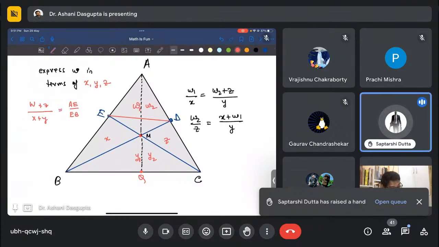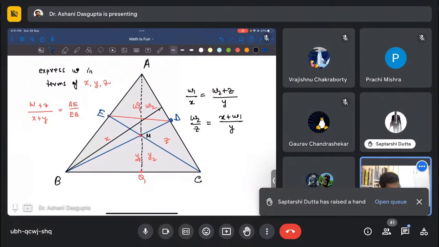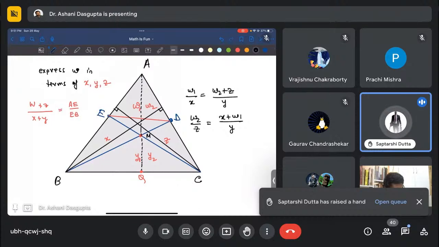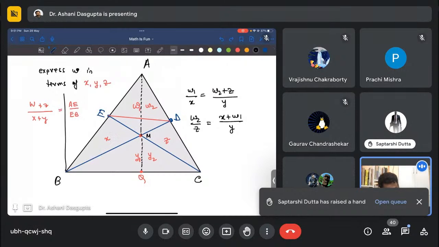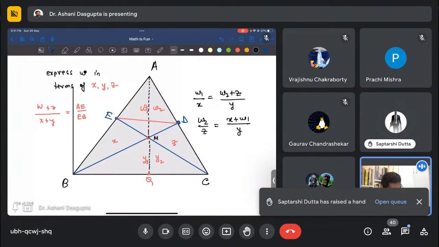Okay, so what we do is we draw perpendiculars to the line BC, from B and from C. Okay. Let's draw perpendiculars. Perpendicular to BC from which point? From B and from C. Like we just draw a line. Oh, you want me to draw like this? Yeah. Okay.